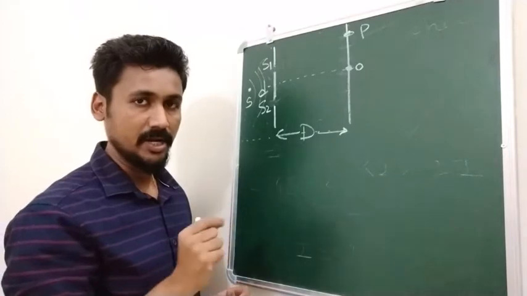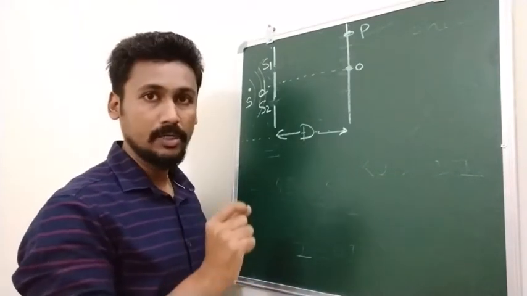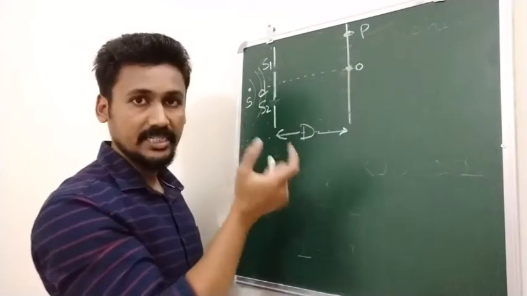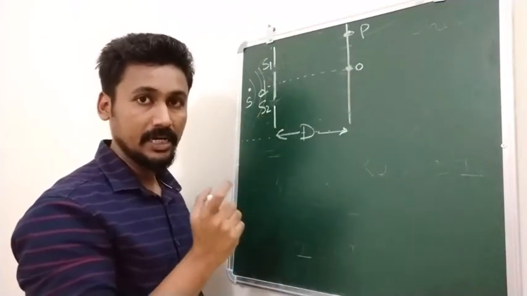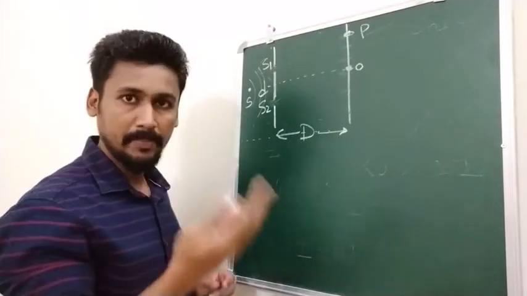So that is what this particular derivation will be about. Now to find out whether you will have a constructive or destructive interference at point P, we will need to find out something called the path difference. What will be the path difference?